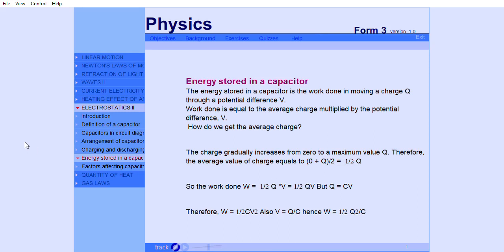But Q is equal to CV. Therefore, W is equal to half CV squared. Also, V is equal to Q divided by C, hence W is equal to half Q squared divided by C.